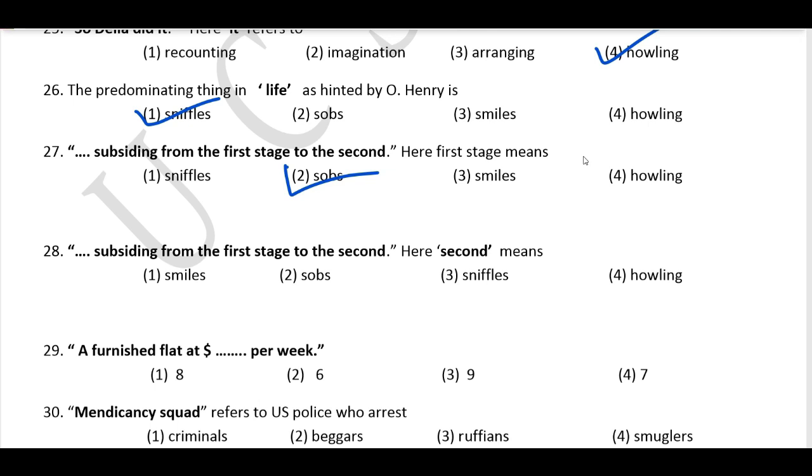Then 28. Succeeding from the first stage to the second. So it's also clear from the previous question. The first stage is sobs, second is sniffles, and the last one or the third is smiles. So second is obviously sniffles.